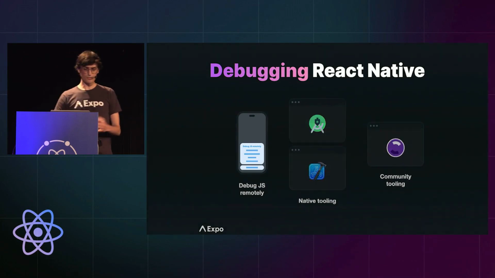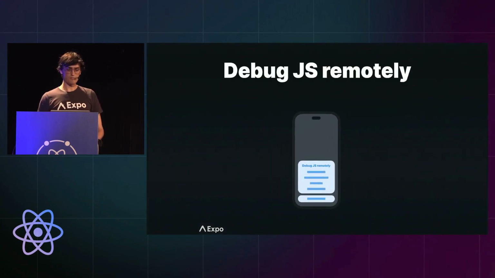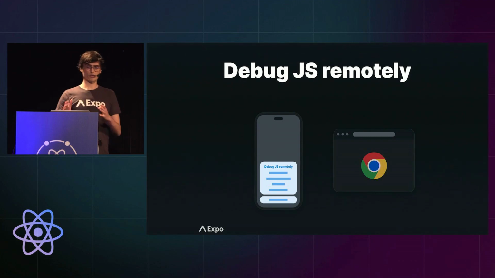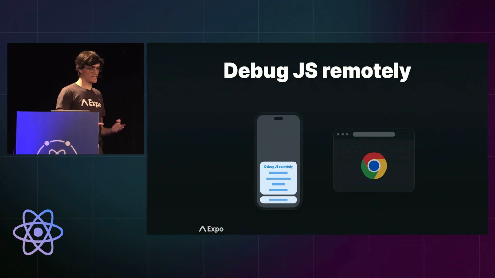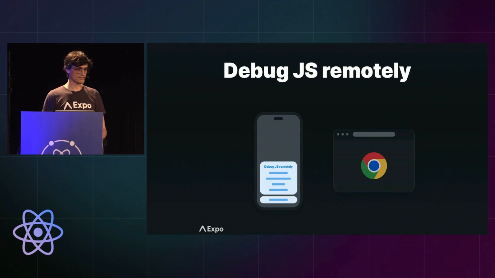Now, the first one should be very familiar to anybody who has used React Native for some time. The debug JS remotely is a mode to enable on your device that basically moves the whole JavaScript runtime execution to your computer. Now, this is great because you can actually use your browser to debug certain things.